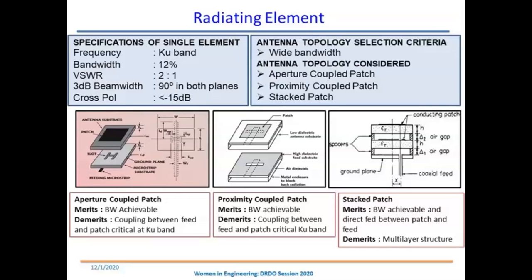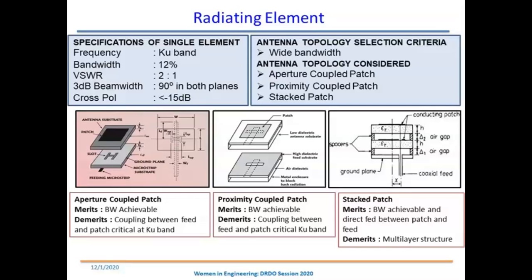Here, the main requirement was a bandwidth of 12%. These microstrip antennas, even though they have a low profile, are very lightweight and easy to fabricate, have one major drawback: they are narrow bandwidth antennas. Over here I mentioned a bandwidth of 12%, but a patch fed by a single feed achieves only around 1 to 3% bandwidth. So bandwidth enhancement can be achieved by the aperture coupled, proximity coupled, and stacked patch. We considered these three configurations, and we found the bandwidth was achievable by all of these antennas.